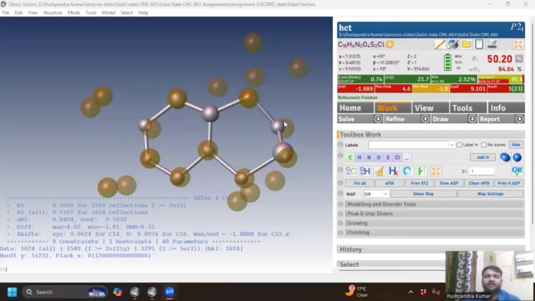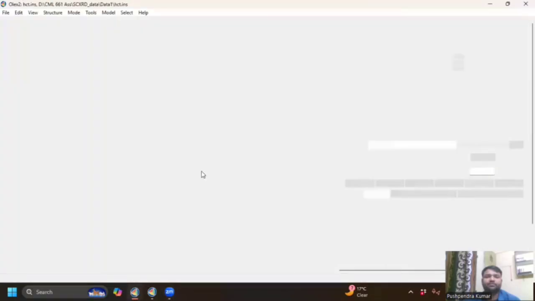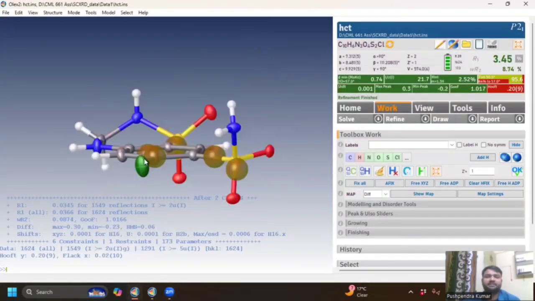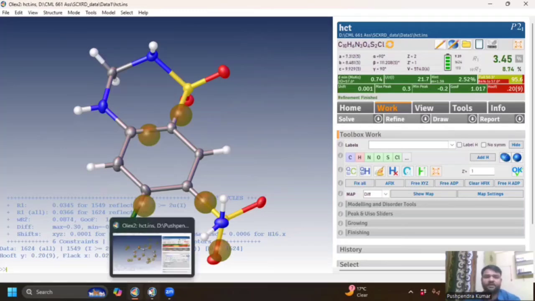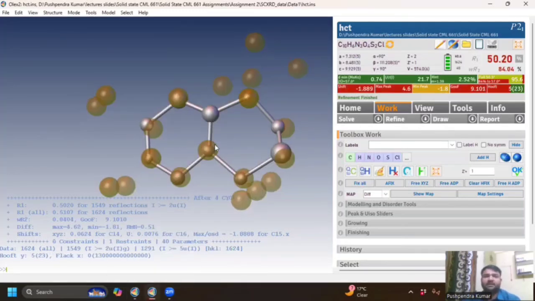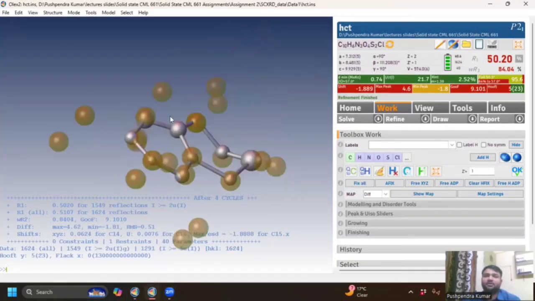Since we know that the basic structure of the HCT looks like that, we can see that in the other non-planar ring, there is one sulfur atom, one nitrogen atom, another nitrogen atom, and one carbon atom. So from here, we can change the atom names from carbon to the other atoms.